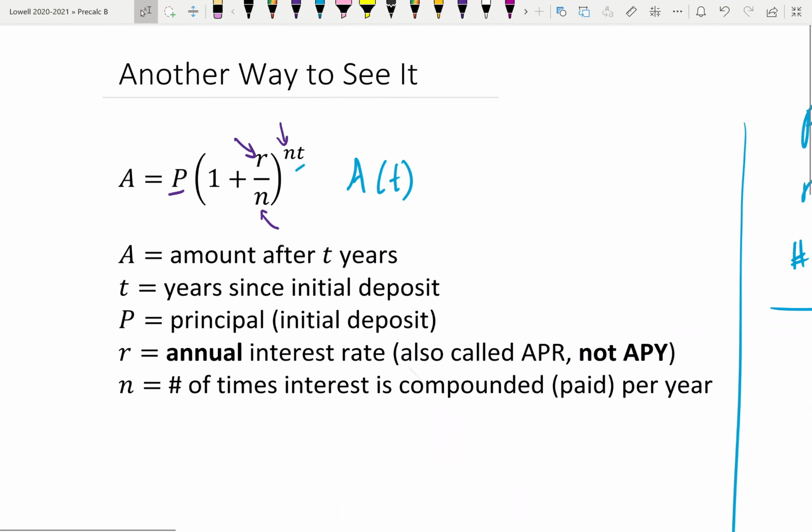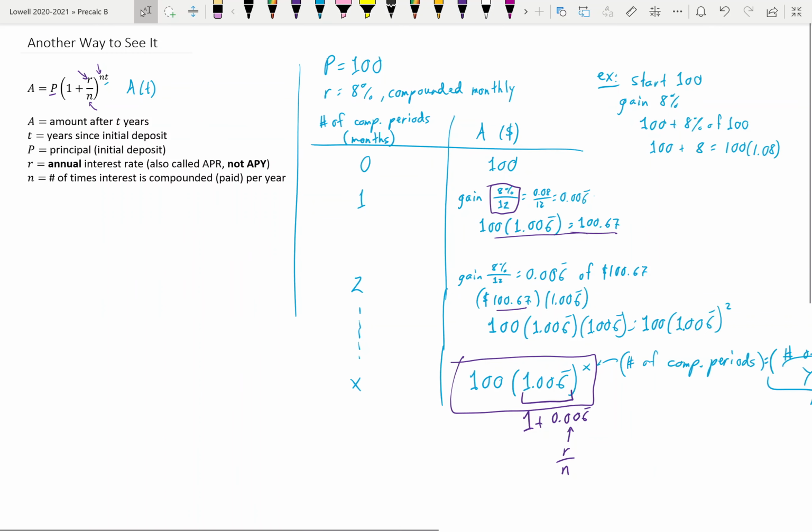Alrighty. So hope that video was somewhat interesting, and hopefully now we can see that this is really just a kind of fancy exponential function.